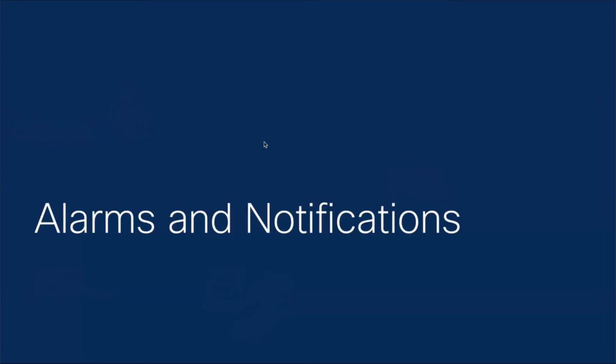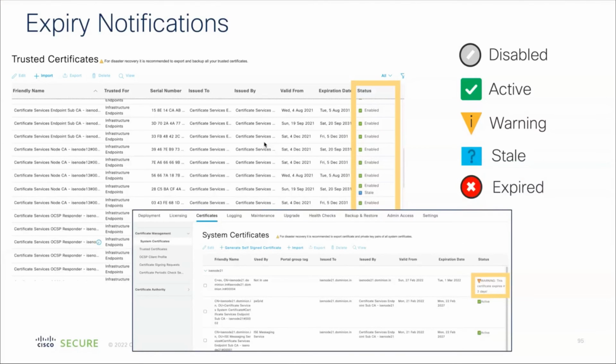Coming to the alarms and notifications part of it, if you go to the system certificate or certificate management page of ISE, you would be able to see the status column. The status column indicates whether the certificate is disabled, active, or has an expiry period, or even whether it is a stale certificate that is being used, or an expired one.